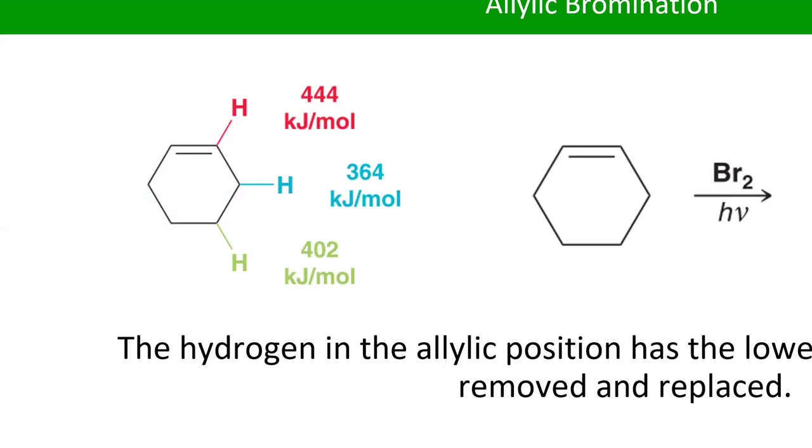Pulling off a vinylic hydrogen is really hard, 444 kilojoules per mole to abstract that. Pulling off a secondary hydrogen is 402 kilojoules per mole, so 40 kilojoules per mole more favorable to do that. Pulling off an allylic hydrogen is 40 kilojoules per mole more favorable than that. So if there's an allylic position, or benzylic, if you've got a resonance stabilized carbon radical, then that's going to be where the bromine abstracts that hydrogen.